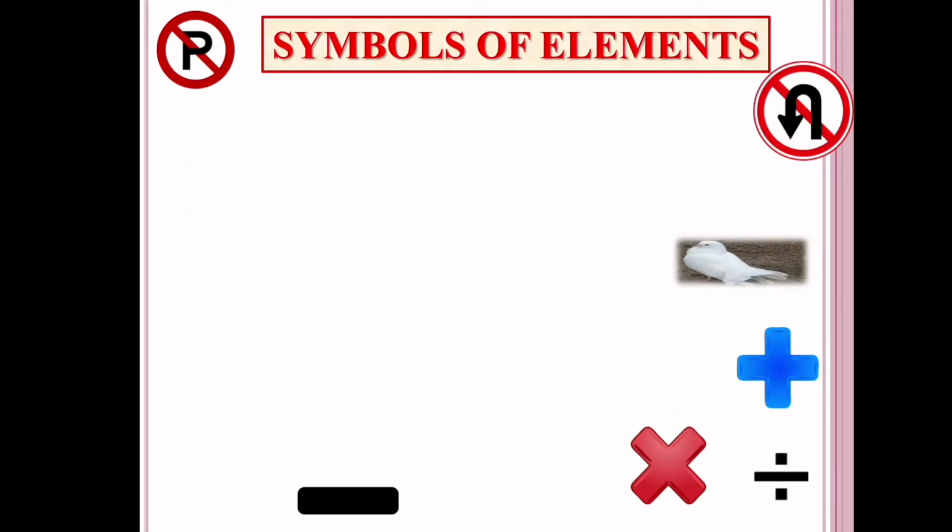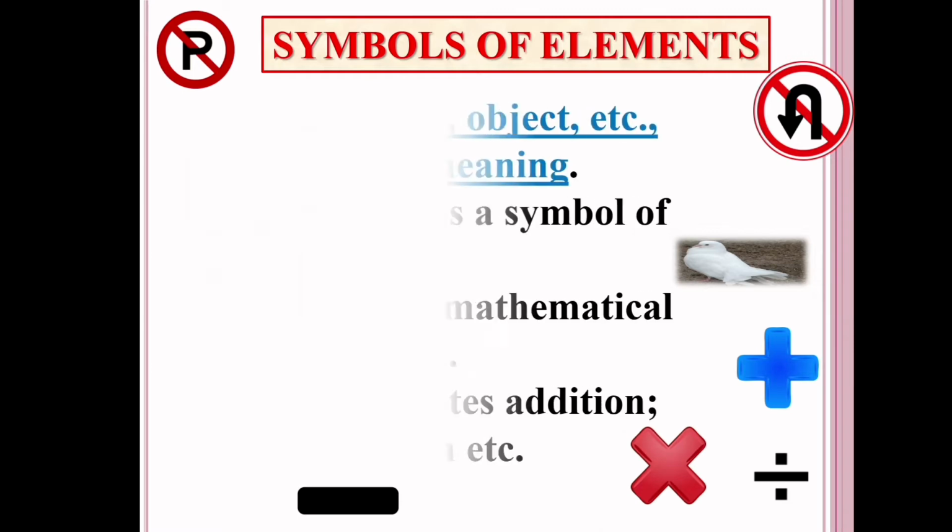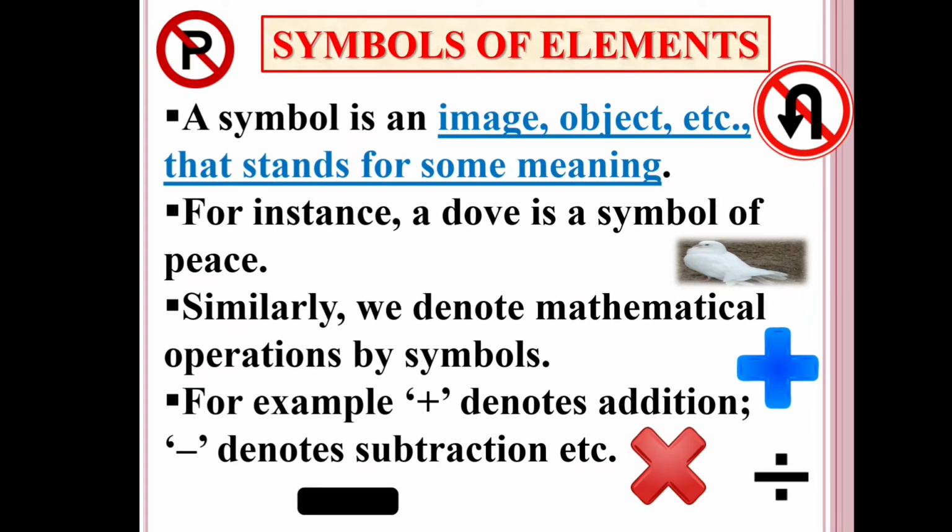Symbols of elements. A symbol is an image, object, etc. that stands for some meaning. For instance, a dove is a symbol of peace. Similarly, we denote mathematical operations by symbols. For example, plus denotes addition and minus denotes subtraction, etc.